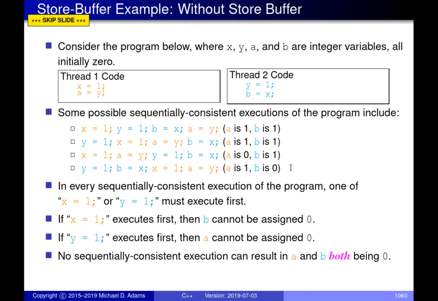Okay, there's a corresponding example for a store buffer, which is a similar sort of problem, but with hardware optimizations being performed, and then they cause problems with respect to sequential consistency.